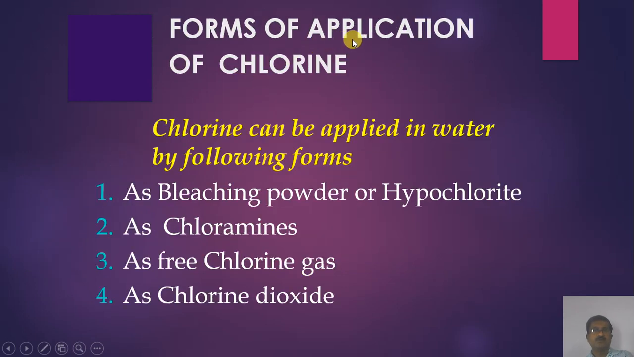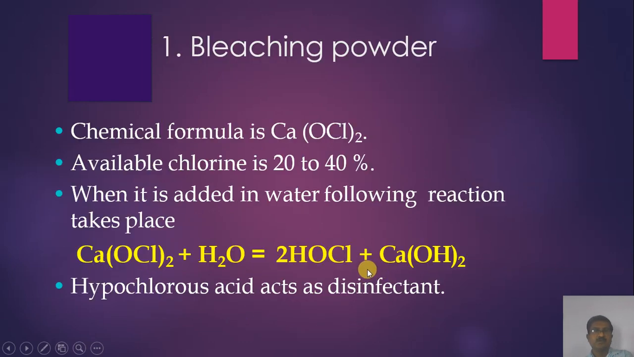Forms of application of chlorine. Chlorine can be applied in water in the following forms: as bleaching powder or hypochlorite, as chloramines, as free chlorine gas, and as chlorine dioxide. Bleaching powder. The chemical formula is CaOCl2. Available chlorine is 20 to 40%.